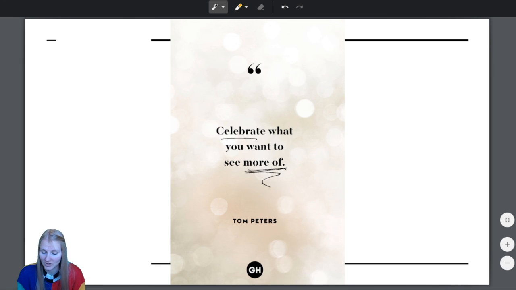Whatever it is that you want to see more of, if it's more laughter, more smiles, more happiness, more togetherness, celebrate that. And make sure that the people around you know that you really appreciate that and that you love that. Because the more we know what we like, what we enjoy, what we want to celebrate, then we have a goal that we can work towards. So celebrate what you want to see more of. That is my launch for you today. Take it with you as you go throughout your day.